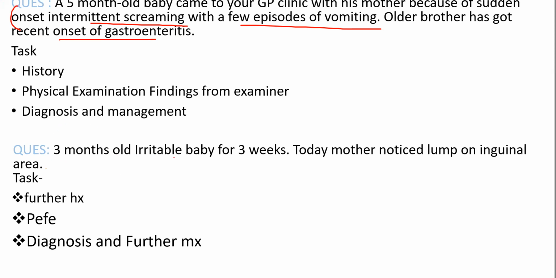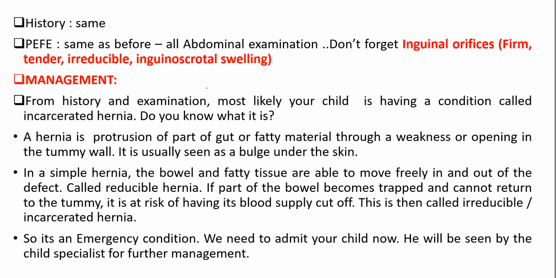And the other one is a 3-month-old irritable baby for 3 weeks. Today, mother noticed a lump in the inguinal area. So this one, history, physical exam, diagnosis, and management. So this is for 3 weeks, child was irritable, but now the mother has noticed an inguinal lump. So that's most likely also an inguinal hernia, but this is an obstructed hernia mostly. So in this case, history is totally the same.